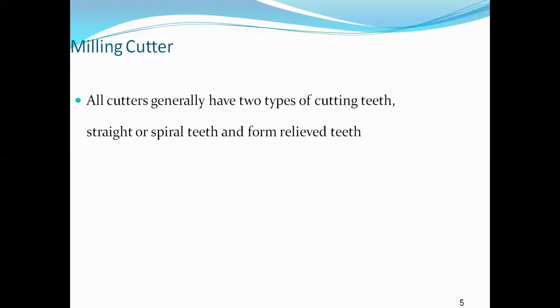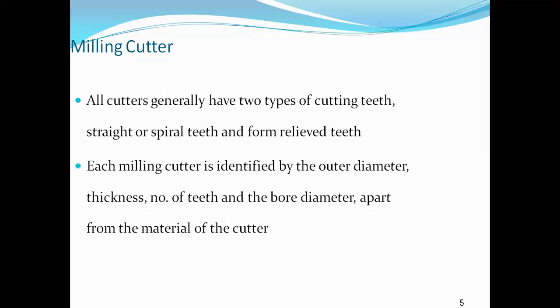All cutters generally have two types of cutting teeth: straight or spiral teeth and form relieved teeth. As we discuss the different types of milling cutters, there is a common feature among all the cutters. That is, they have two types of cutting teeth: one is straight or spiral teeth, and the other is form relieved teeth.